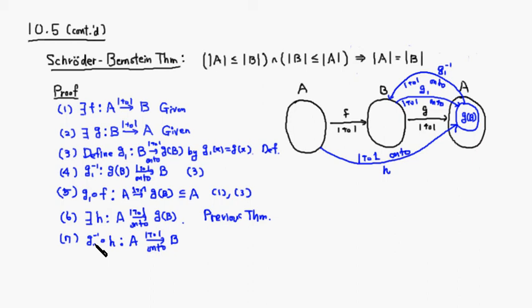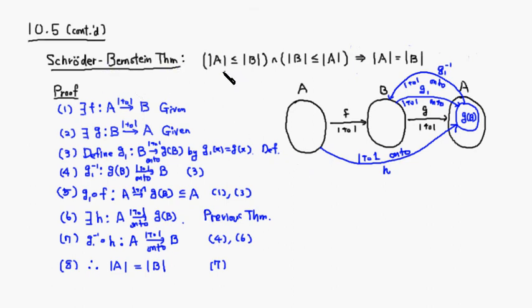This is one-to-one and also onto, because g1 inverse is one-to-one and onto from line 4, and h is one-to-one and onto from line 6. The composition is still going to be one-to-one and onto. Then the conclusion: since we found a bijective function from A to B, we know that the cardinality of A is equal to the cardinality of B. This comes from line 7. So this is the Schroeder-Bernstein theorem.